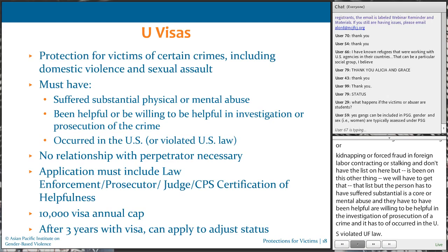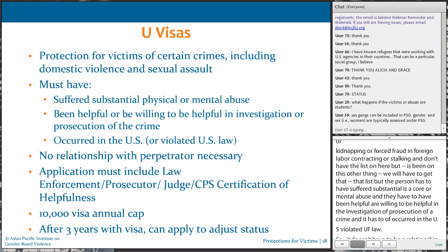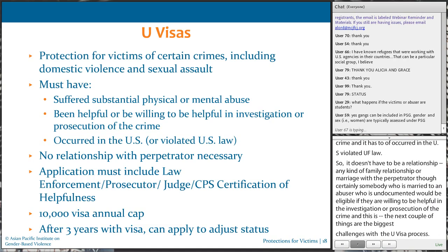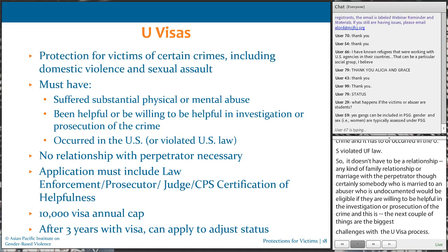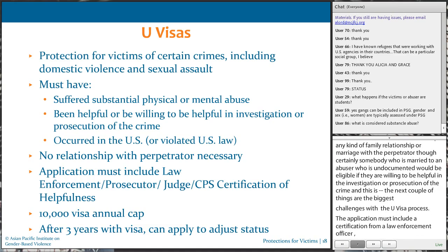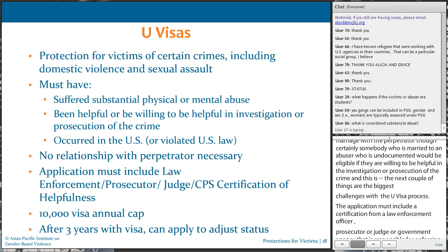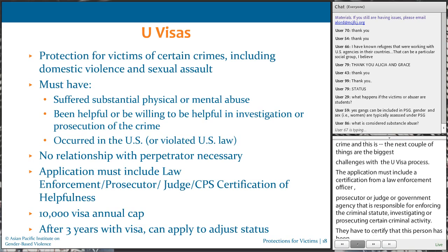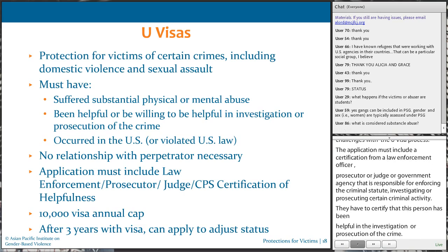And the next couple things are the biggest challenges with the U visa process. The application must include a certification from a law enforcement officer or a prosecutor or judge or government agency that is responsible for enforcing the criminal statute, investigating or prosecuting certain criminal activity. They have to certify that this person has been helpful in the investigation or prosecution of the crime. Now, there doesn't have to be a prosecution that moves forward. So technically, somebody who's called law enforcement and given a report, that should be sufficient. Some law enforcement agencies won't sign a certification if somebody doesn't continue to be helpful.